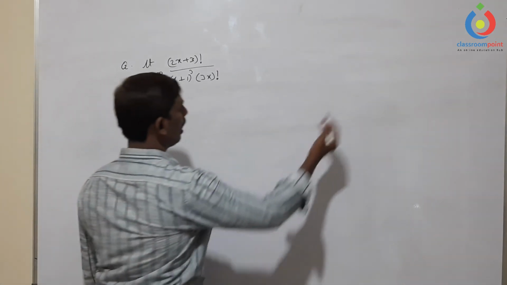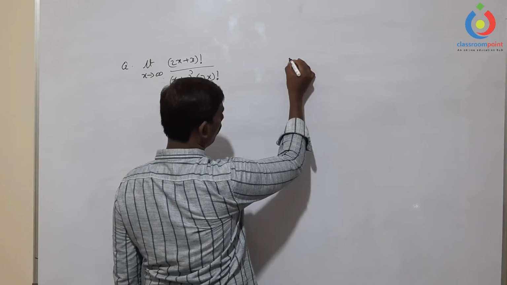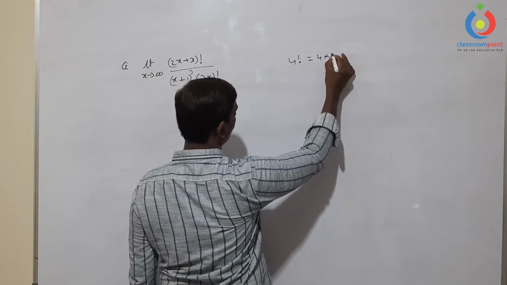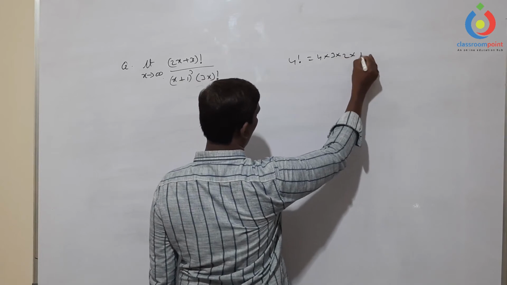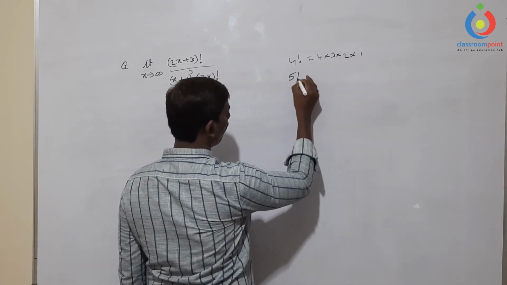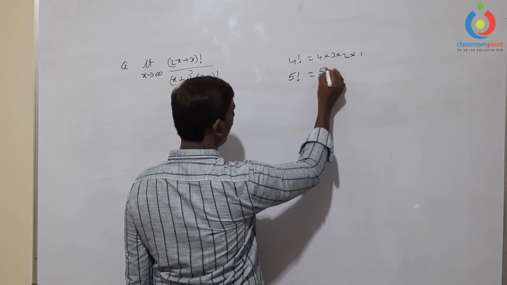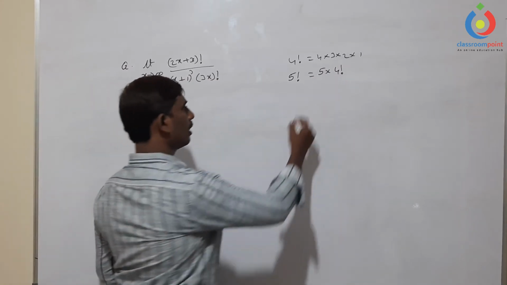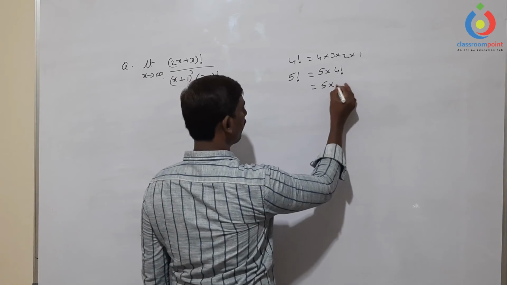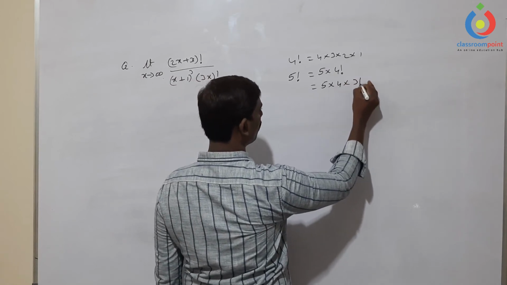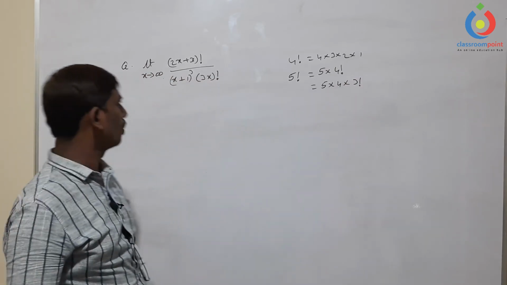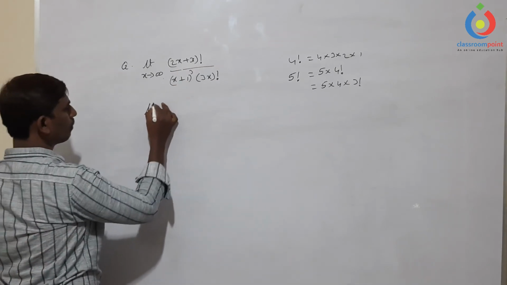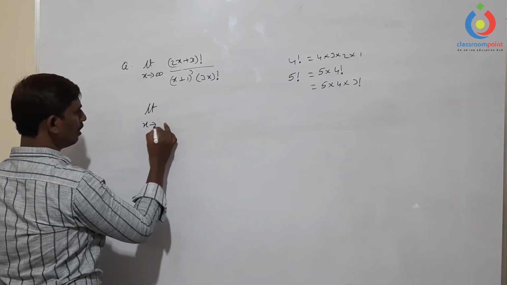See here, everyone already knows 4 factorial can be written as 4 into 3 into 2 into 1. Suppose 5 factorial, that is also written as 5 into 4 factorial, or 5 into 4 into 3 factorial also. Both are the same. So here also I am taking limit x tends to infinity.